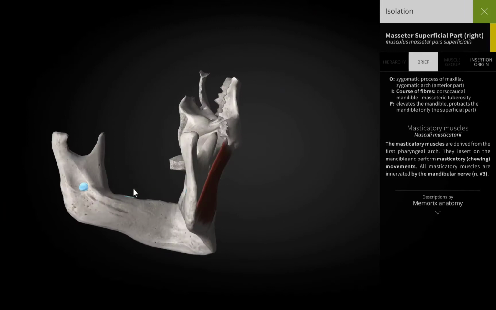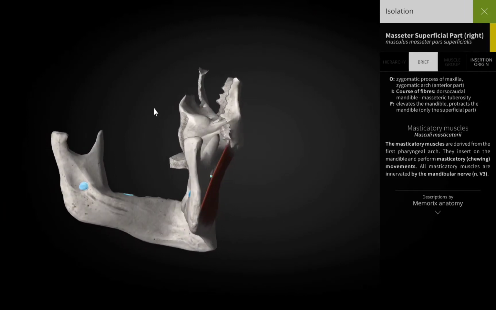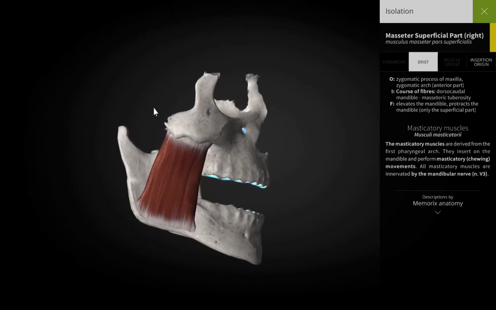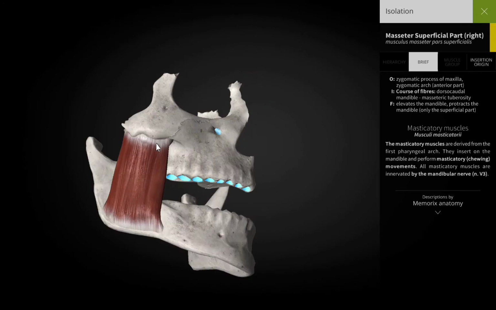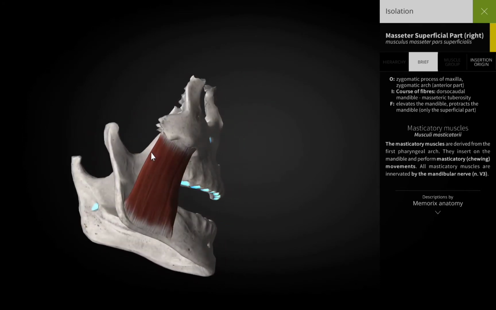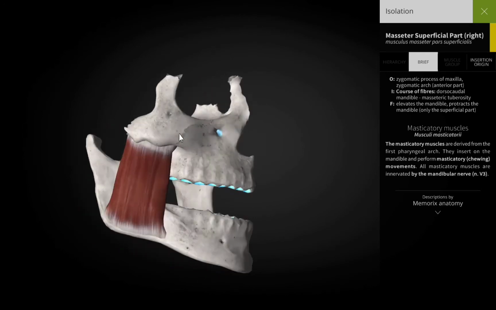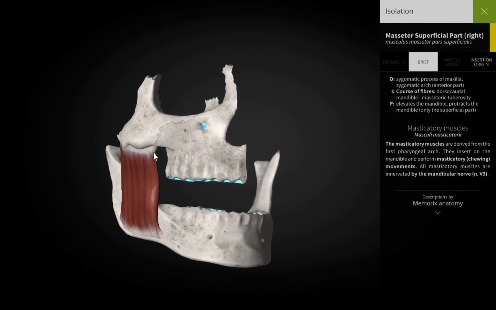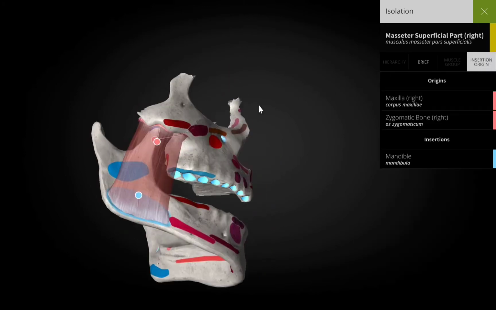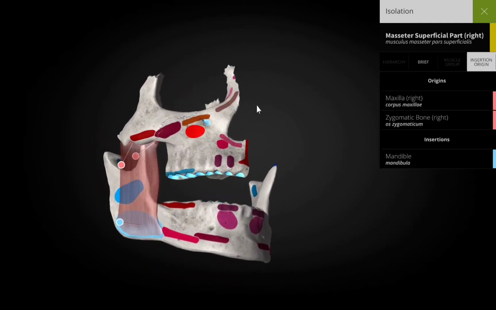So here you can see the origin and insertion of the masseter muscle, and that too the superficial part. This muscle arises from the lower border of the zygomatic arch. This is the zygomatic arch, this portion, and also it arises from the adjoining parts of the zygomatic process of the maxilla. Now I am going to show those parts. So here you can see, this part is the zygomatic process of the maxilla.